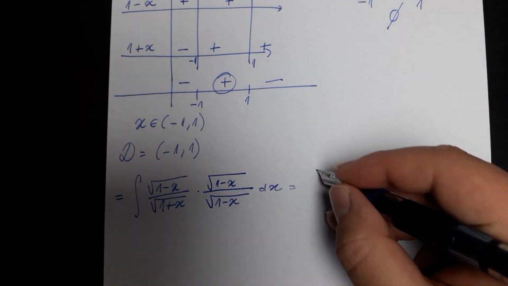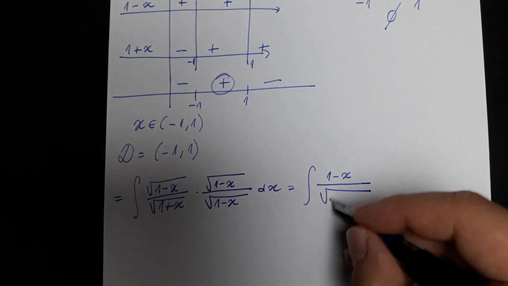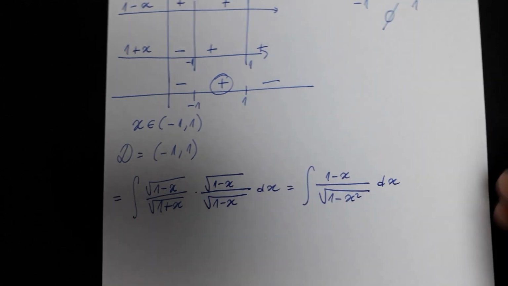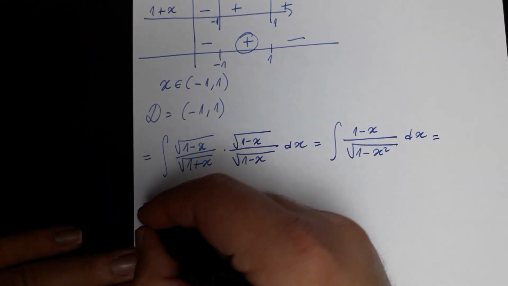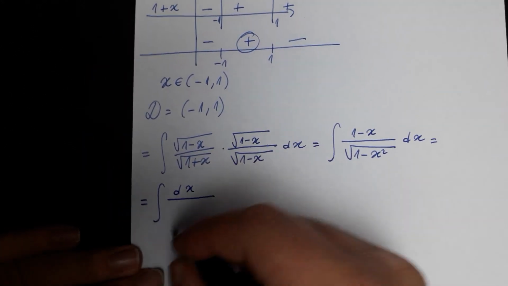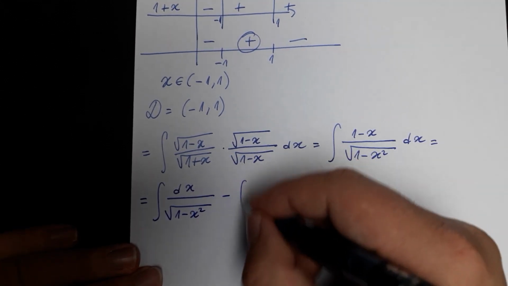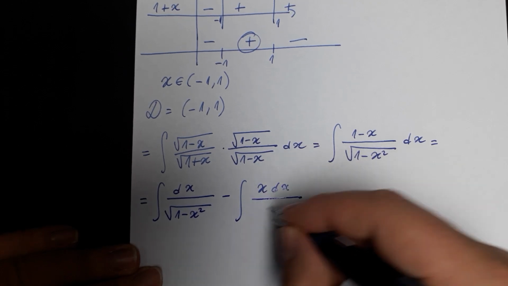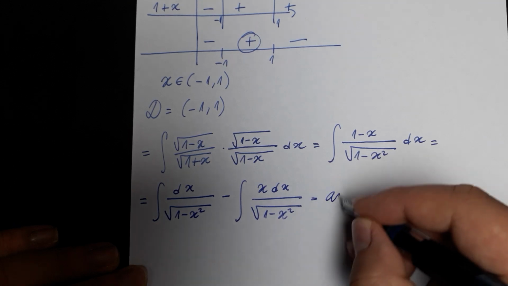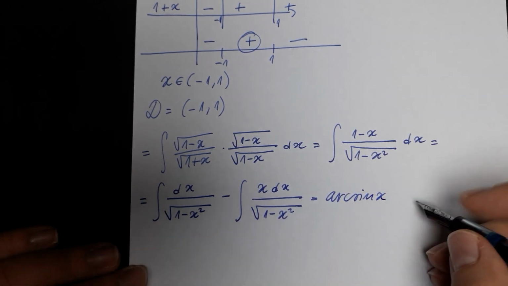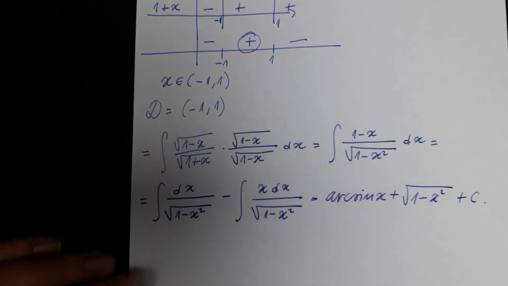This is then equal to an integral of 1 minus x divided by a square root of 1 minus x squared dx. This is then equal to an integral of dx divided by a square root of 1 minus x squared minus an integral of x dx divided by a square root of 1 minus x squared. This is then equal to arcsine of x plus a square root of 1 minus x squared plus c.